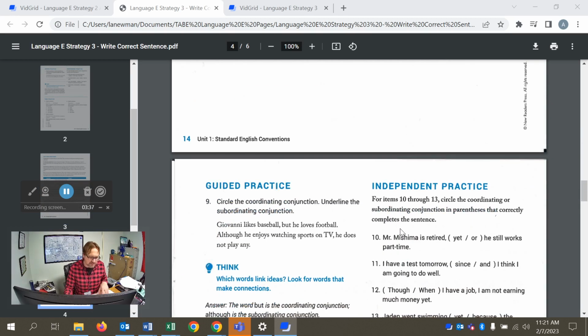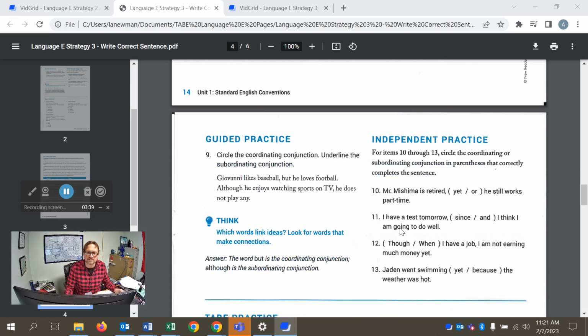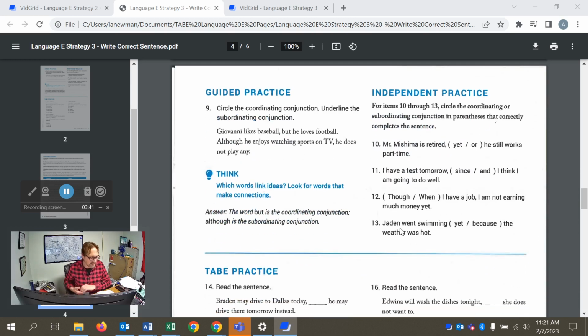Okay, moving to page 15, and we're looking at conjunctions with this particular exercise. So number 9 asks us to circle the coordinating conjunction and underline the subordinating conjunction. All right, so our coordinating conjunction is but. It's one of the 7 fanboys: for, and, nor, but, or, yet, and so. Memorize those. This is how we're differentiating them from the subordinating conjunctions, is by remembering these 7.